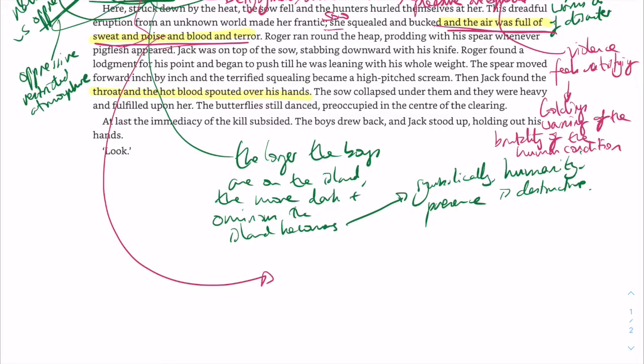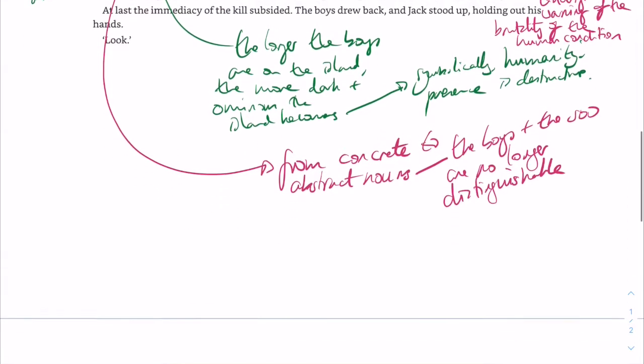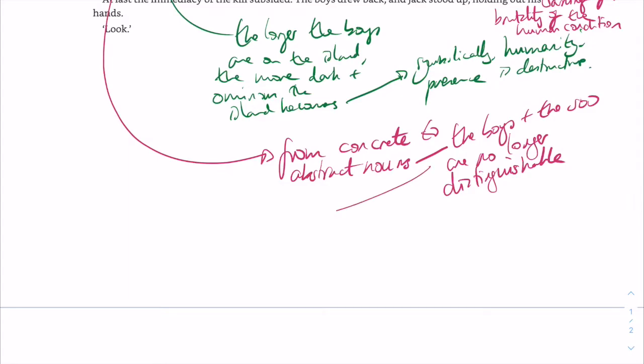But as the boys overwhelm the sow, clamber over her, harm it, injure it, wound it, they're being blended and mixed together. So we move from these concrete representations to them being almost indistinguishable from one another. So we're moving from concrete to abstract nouns, from sweat to terror. We're no longer able to see the difference between the sow and the boys. And we're starting to see, therefore, that the boys and the sow are not that dissimilar from each other, equally vulnerable, equally easy to harm.